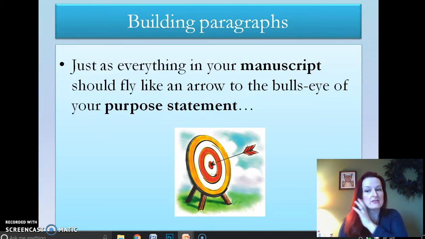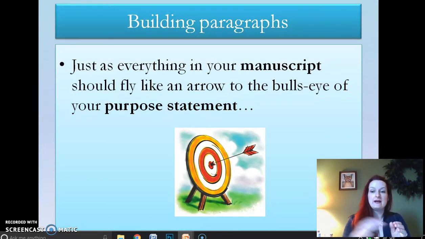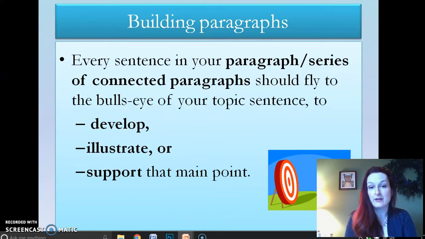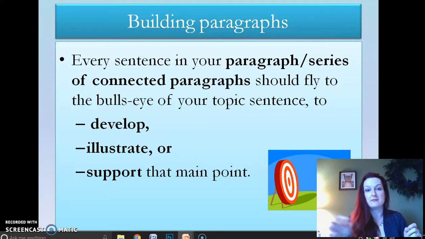And just as everything in your whole manuscript should fly like an arrow toward the bullseye of your purpose statement, every sentence in your paragraph or your series of connected paragraphs should fly like an arrow to the bullseye of your topic sentence. So every sentence in your paragraph is going to develop your main idea, to illustrate your main idea, or to support your main idea. So it has to relate, otherwise it does not belong in that paragraph.